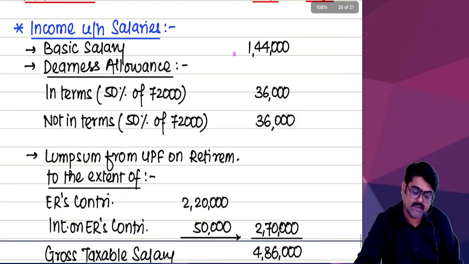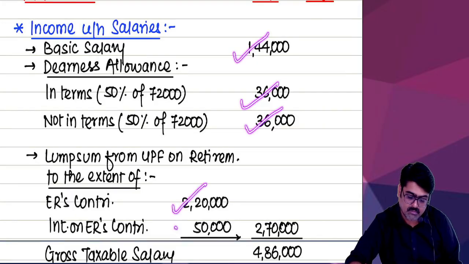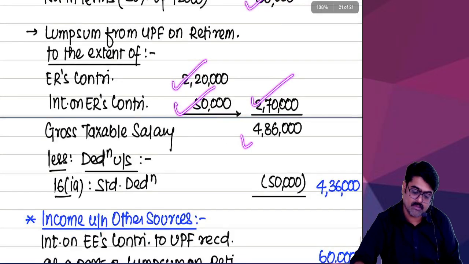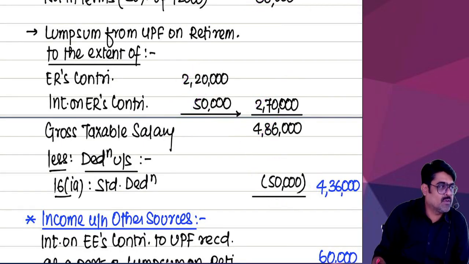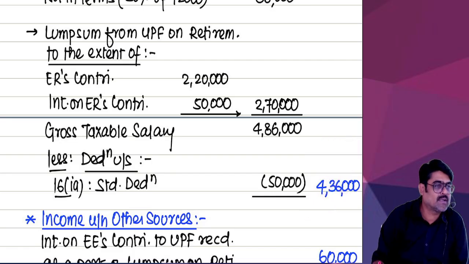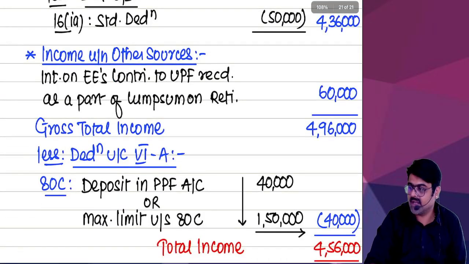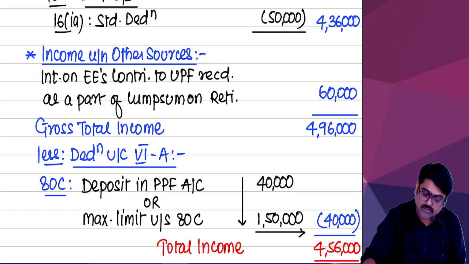Will there be any change in the taxability of basic salary? Same. DA? Same. Lump sum tax treatment? Same. Gross taxable salary will be same. There will be a change here. Now instead of 50,000 you are going to take 75,000. So this will be 4,11,000. Your salary will change. Understanding? Will there be any effect on other sources? No. Other sources will remain same. Whether you follow 115BAC or you don't follow 115BAC, this amount is going to be taxable under the head IFOS. So this will remain same.